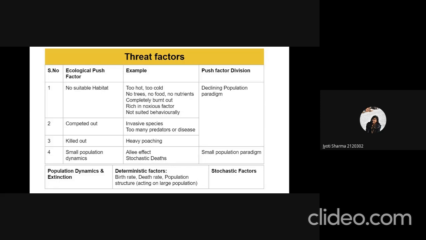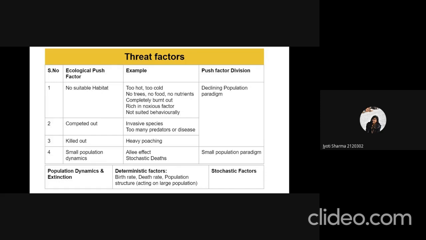Then we have the stochastic death. What do you mean by stochastic death? It means there is some unfavorable condition that is not predictable and is happening in that habitat or ecosystem in such a way that the species can go extinct. For example, we don't know, there may be a flood or a drought. Suddenly a flood or drought comes, and then the whole species can go extinct.